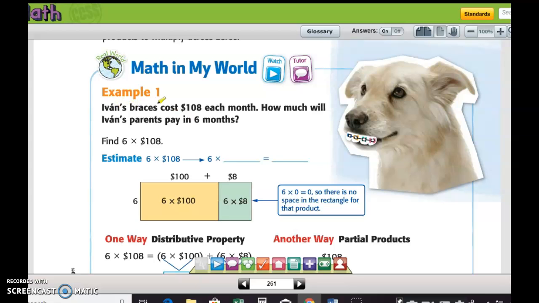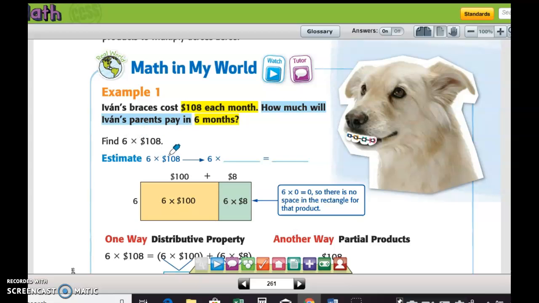Ivan's braces cost $108 each month. How much will Ivan's parents pay in 6 months? So we need to know that we're talking about 6 months. And the question is, how much will Ivan's parents pay in 6 months? So we're going to find 6 months times $108 per month.